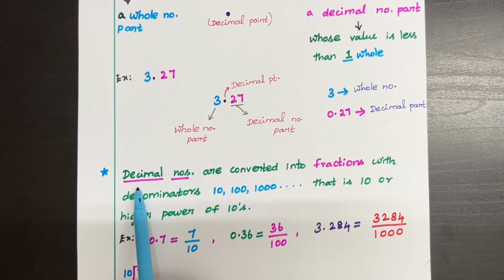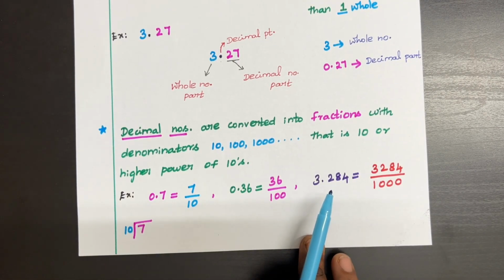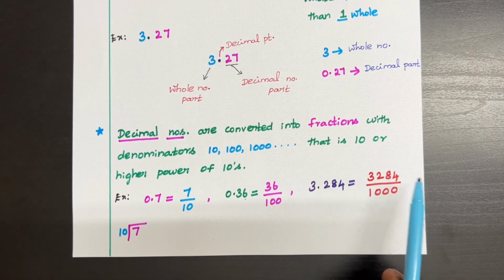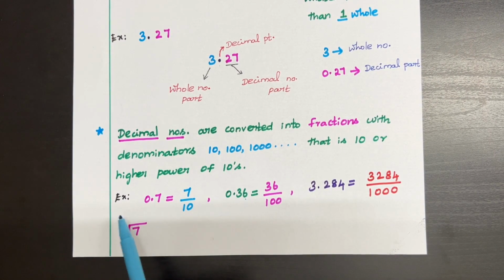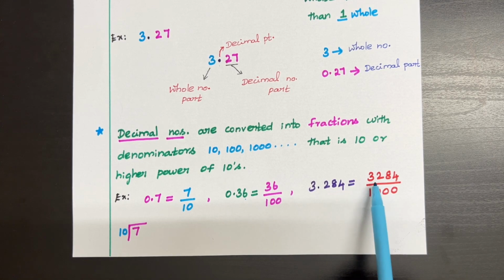Now, decimal numbers are converted into fractions with the denominators 10, 100, 1000 and so on. That means 1 followed by zeros. That is 10 or higher powers of ten. Example, see here 0.7 is equal to 7 by 10. 0.36 is equal to 36 by 100. 3.284 is equal to 3284 divided by 1000.